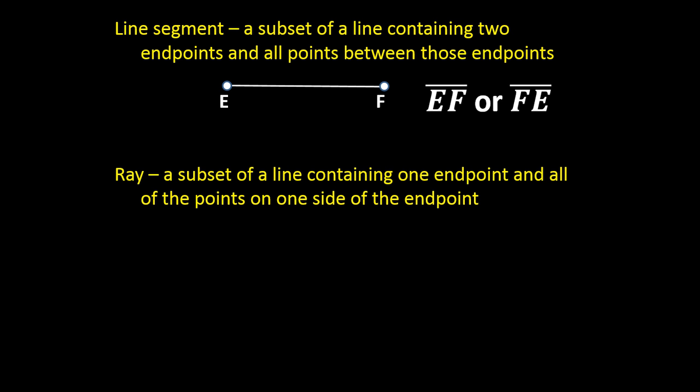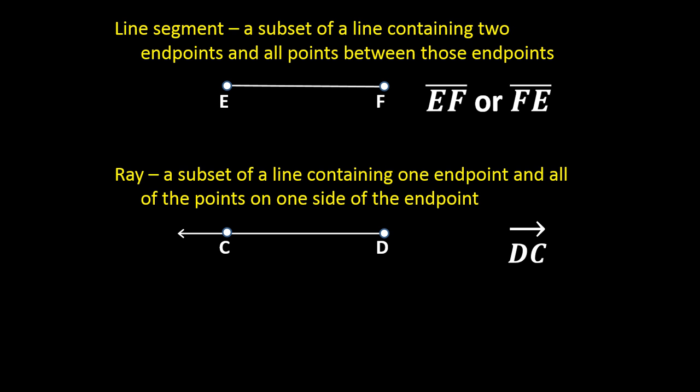A ray is also a part of a line, but it contains one endpoint and all the points on one side of the endpoint. So in this case, you can see that the ray contains an endpoint at point D, and then all of the points to the left of that on the line are also contained in this ray.